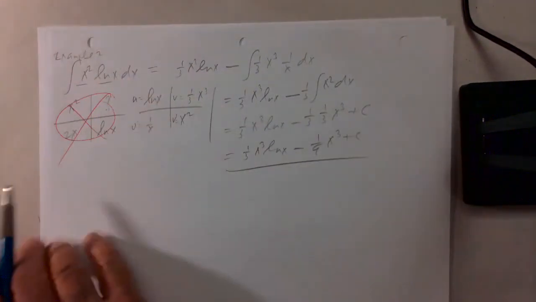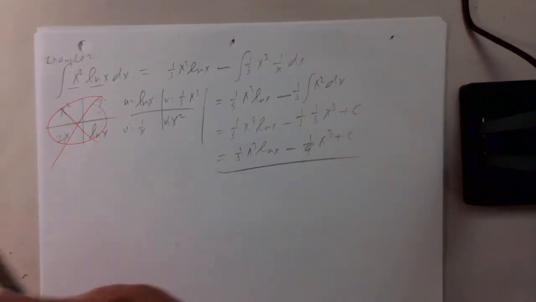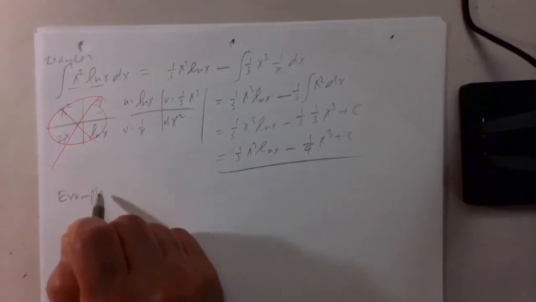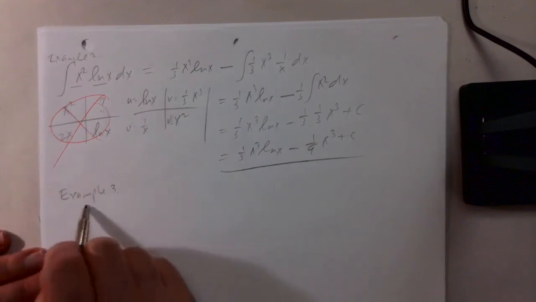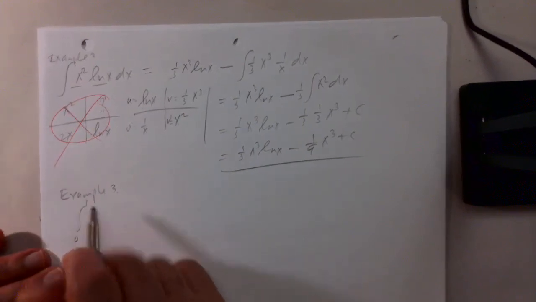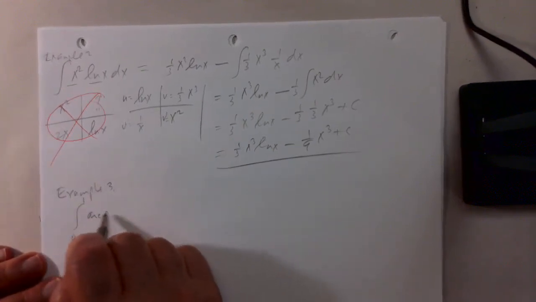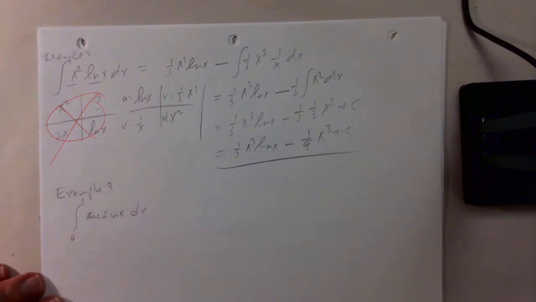This is example 2. Let's do another example, which is a little bit trickier. We have the integral from 0 to 1. This is now a definite integral of the arc sine of x dx.